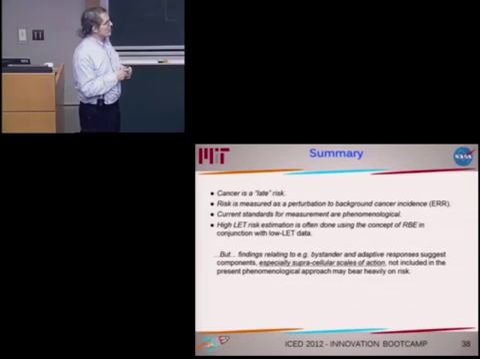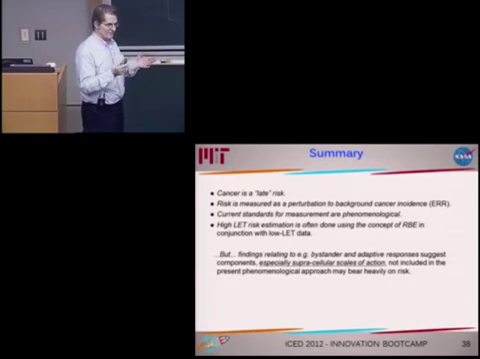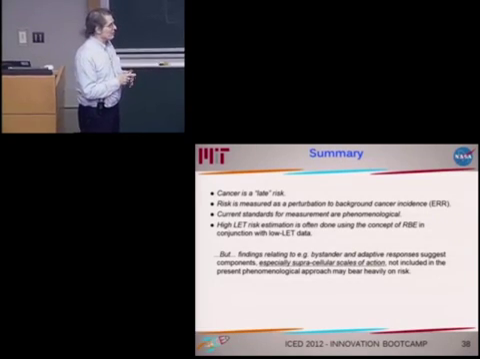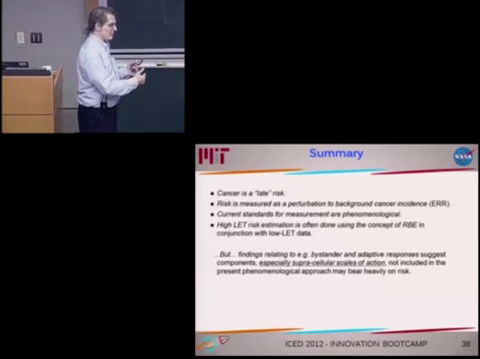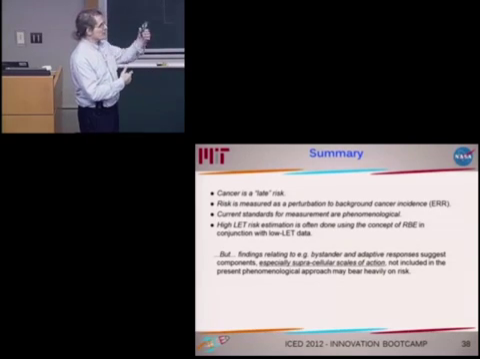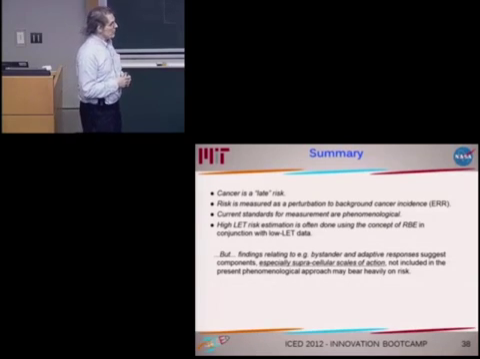Risk is measured as a perturbation to background cancer incidence. So in terms of the practical aspects of just how dangerous it is to go in space and so on, we have adopted this terminology where, well, you have a certain chance of getting cancer whether you do anything or not. So in terms of putting things in proper perspective, one thinks about, well, how much more cancer am I going to get? So that's a concept that's gotten reasonable credibility just on the basis of making the argument more practical.